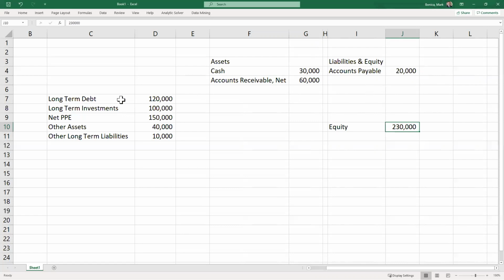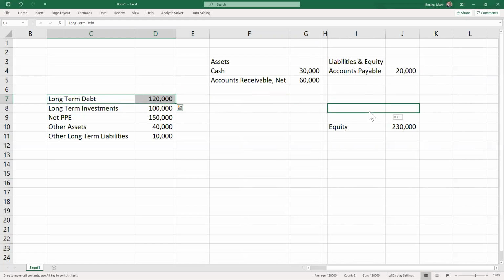All right, what's next? Long-term debt. Well, long-term debt is something you have to pay back, right? So it is a liability. So we're going to slot that over here.